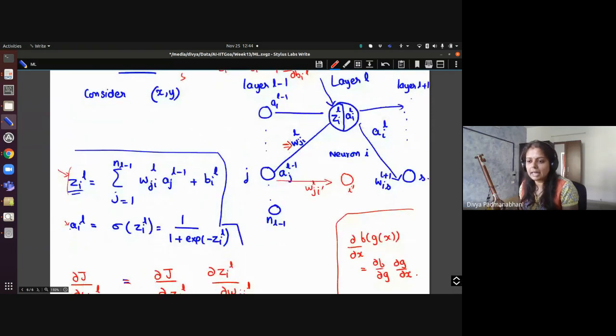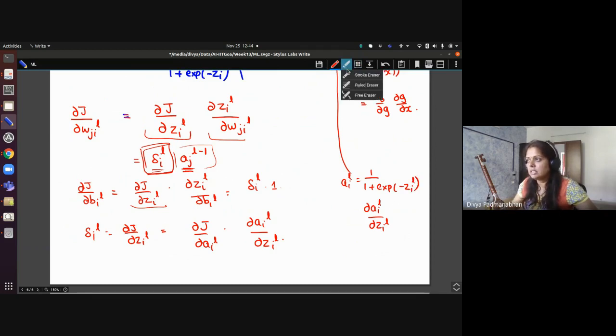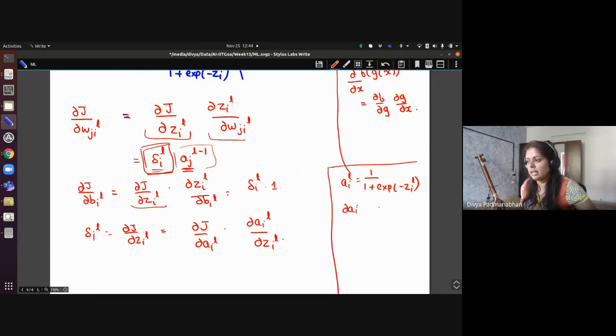And now for dou AIL by dou ZIL, this is the sigmoid function. So let's just do this computation first. If you want to compute dou AIL by dou ZIL, remember AIL is just 1 by 1 plus e power minus ZIL. So can you tell me what this derivative is? What you're trying to do is dou AIL by dou ZIL. So how do you take the derivative with respect to this quantity?